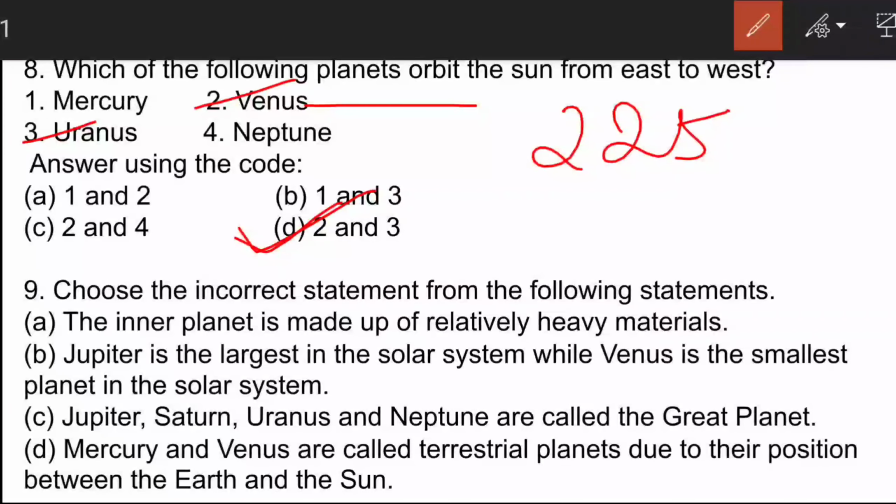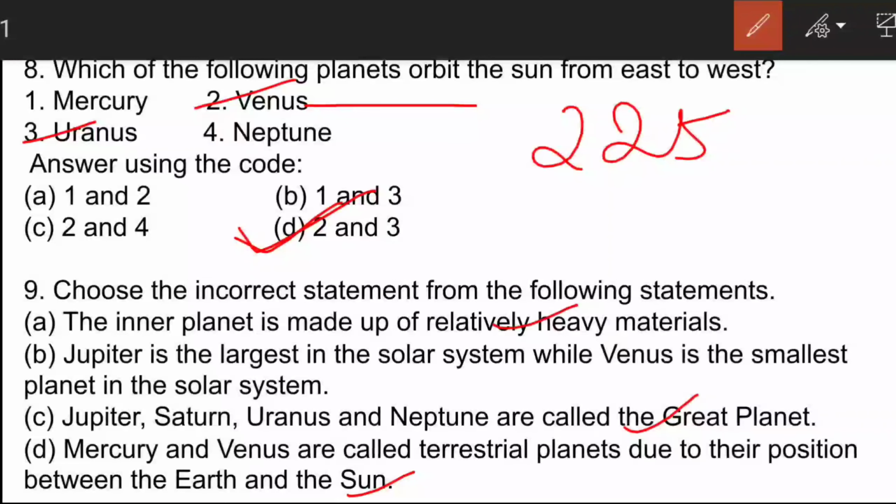We'll see this one. Let's see the next statement. Jupiter, Saturn, Uranus and Neptune are called the giant planets. This is correct because these are relatively larger in size. The next statement is Mercury and Venus are called terrestrial planets due to the position between the Earth and the Sun. This is also correct. So the planets which are on the inner side, that is Mars, Mercury, Venus, Earth, are called terrestrial planets. Apart from this, from Jupiter, we have the Jovian planets. And the first statement is also correct.